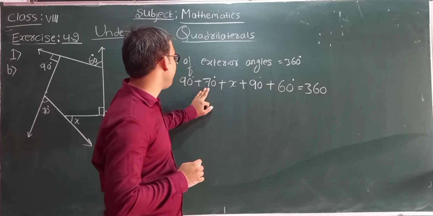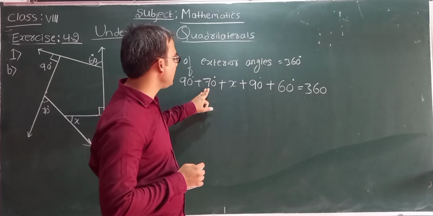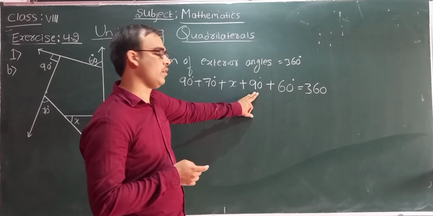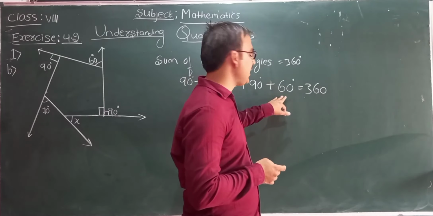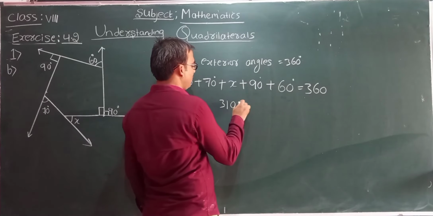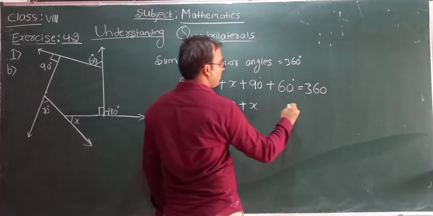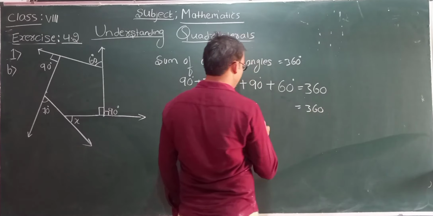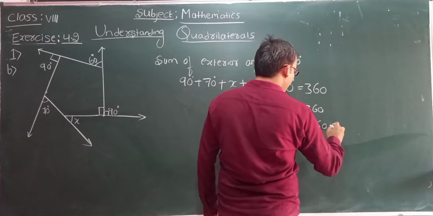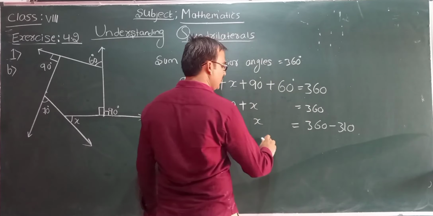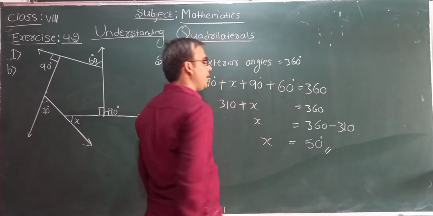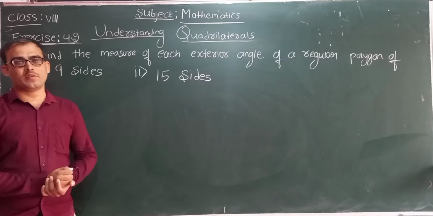Now 90 plus 70 is what? 160. 160 plus 90 is what? 250. So 250 plus 60 is what? 310. So 310. Next, x equals to 360 degree, transpose this 310 towards the right side. Then it will become minus 310. Now x equals to 360 minus 310 is what? 50 degree. So here the value of x is 50 degree. Students, now we'll solve the second question.